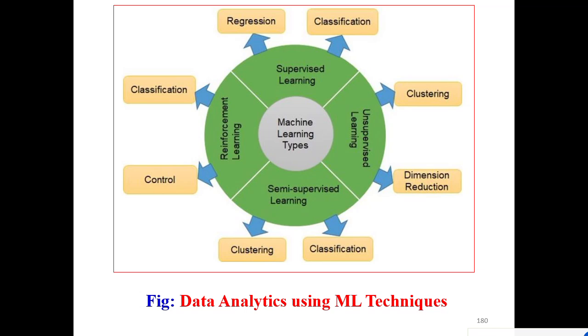Then in data analytics using machine learning techniques, we have classification, regression, clustering, control, and dimension reduction. Under the three approaches, in reinforcement learning we are using classification and control. In supervised learning, we are using regression and prediction. And in unsupervised learning, we are using clustering and dimension reduction, like the PCA technique. The KNN technique and naive Bayes technique come under unsupervised learning and dimension reduction actually. Then classification, semi supervised learning, clustering.